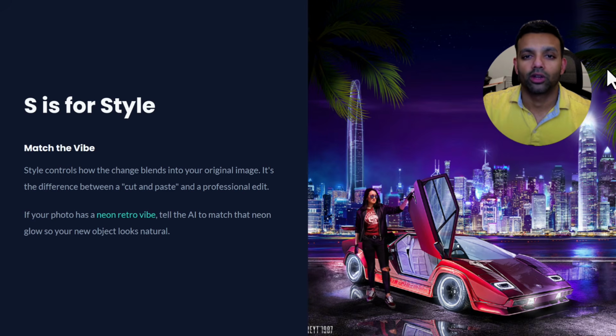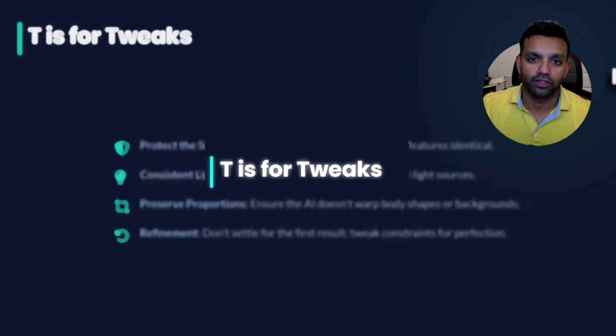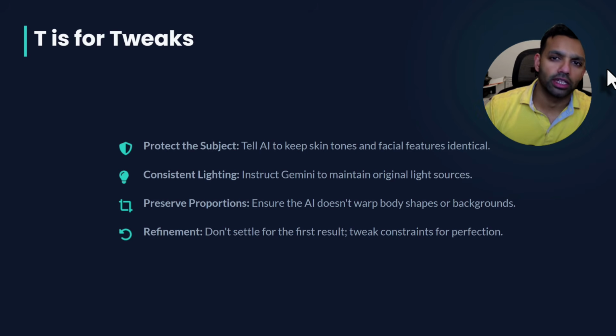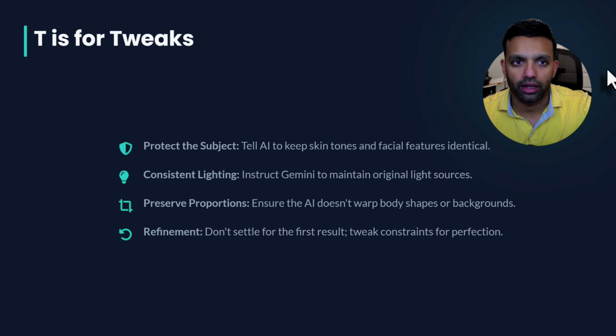Okay, so the last piece of this framework is T for Tweaks. This one's important because this is where you protect everything else in the photo. The things that you want to keep the same, for instance. For example, keep the skin tone the same, or don't change the hairstyle, keep the background lighting consistent, or don't alter the face, or keep the proportions natural. And there are tons of tweaks that you can add, really. And it's these little constraints that stop Gemini from messing with parts of your image that you want untouched.